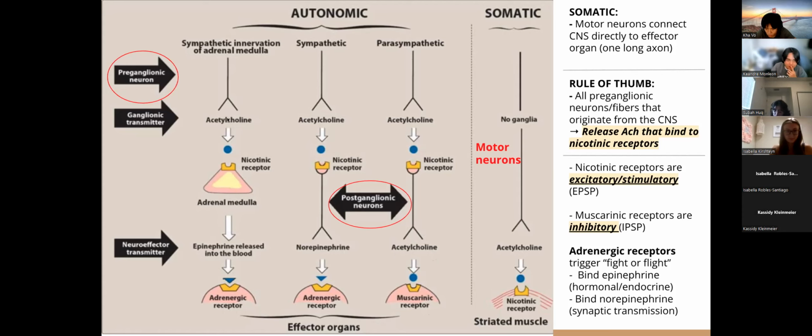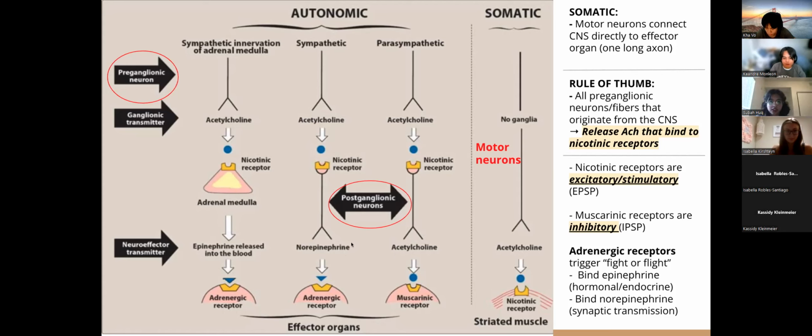In terms of the sympathetic nervous system, this is going to be a little bit different because neurotransmitters can be released by different mechanisms in this case. For this first case, this is going to be normal synaptic transmission, right? So here, an action potential is spread through this postganglionic neuron, and this causes the release of norepinephrine.